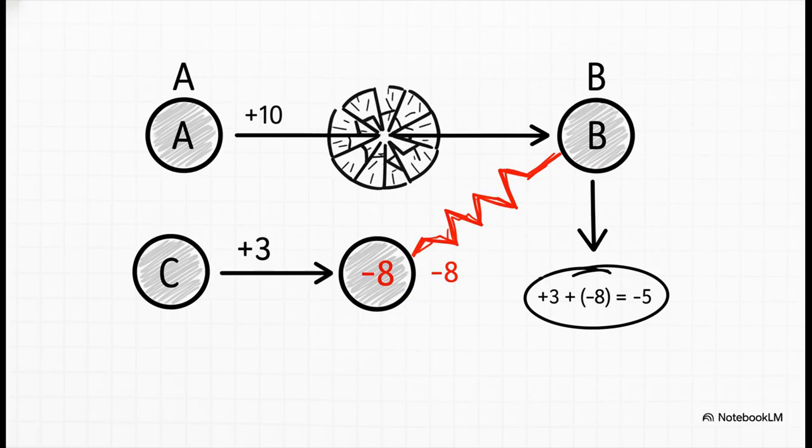Dijkstra only works if all the weights are 0 or more. The second you have a path with a negative value, think of it like a magic portal that gives you time back, the whole greedy logic just completely falls apart. That guarantee we had is broken.